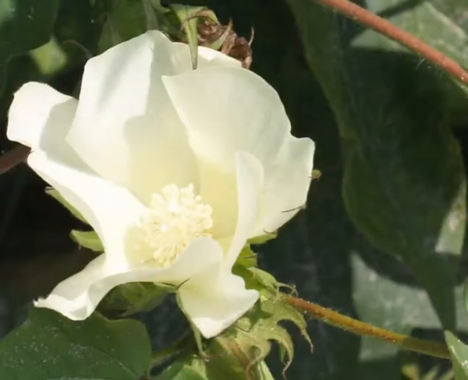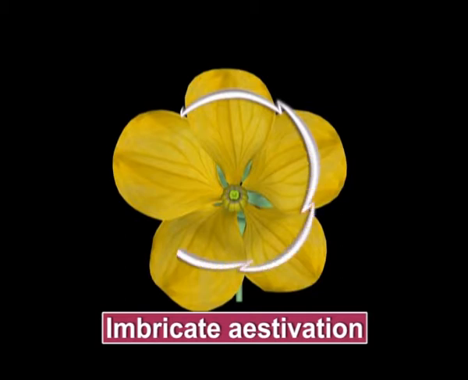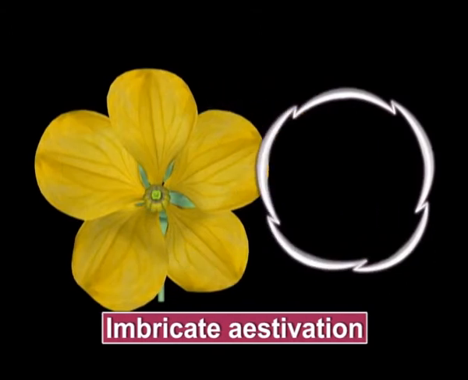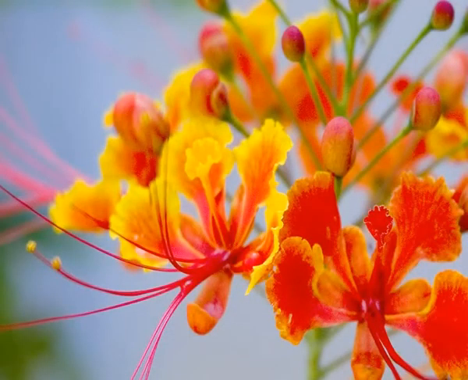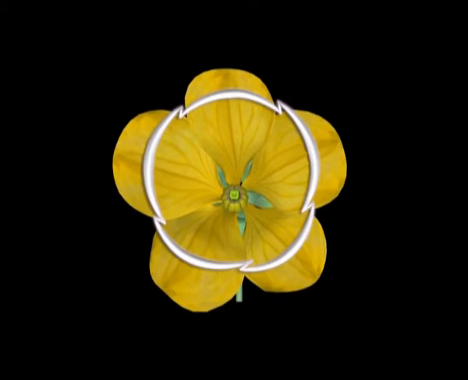The next type of estivation is imbricate. If the margins of sepals or petals overlap one another but not in any particular direction, the estivation is said to be of the imbricate type and is found in Cassia and Gulmohar. Or we may say that this is an irregular type of estivation because the margins of petals or sepals overlap in an irregular fashion.